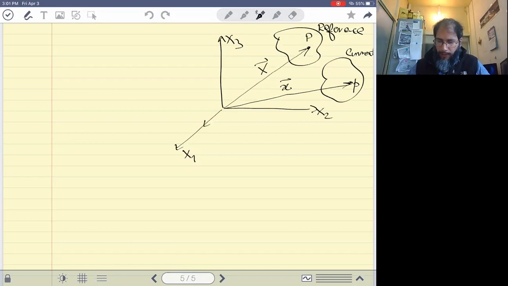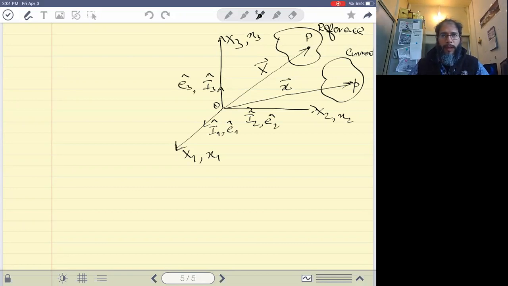And then we have I1, I2, and I3 as the unit vectors for the reference coordinate system. Now for the current coordinate system, in this case, we are choosing the same axis. So we call it small x1, small x2, and small x3. And then we have E1, E2, and E3. But again, you can choose different axes for the reference and the current coordinate system.